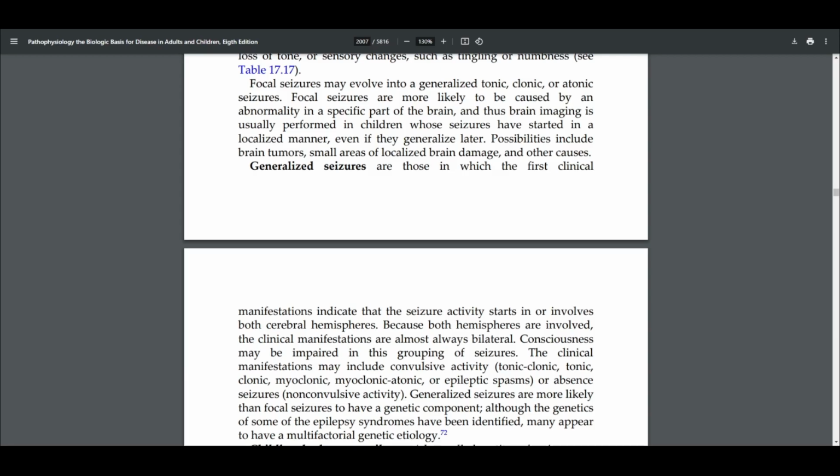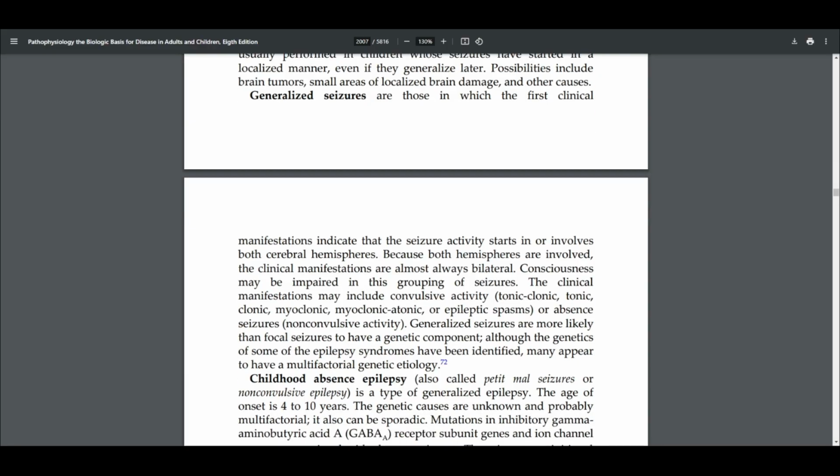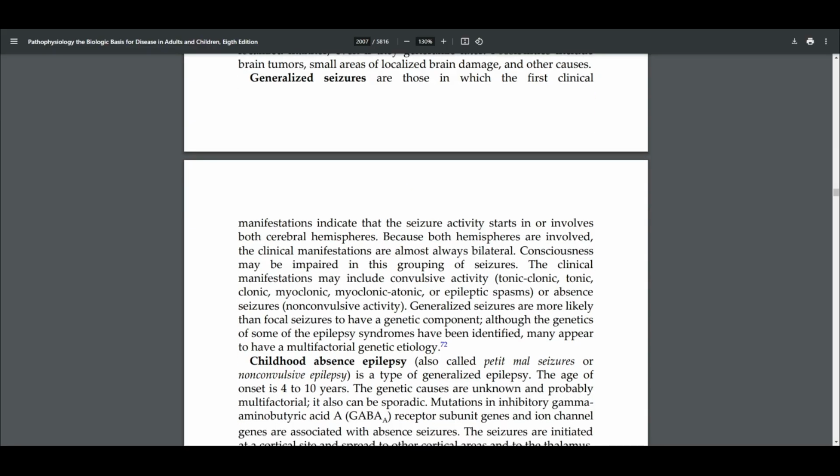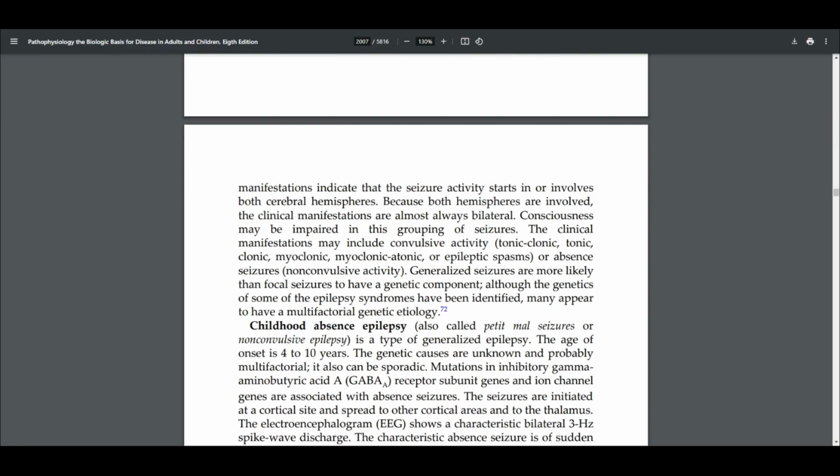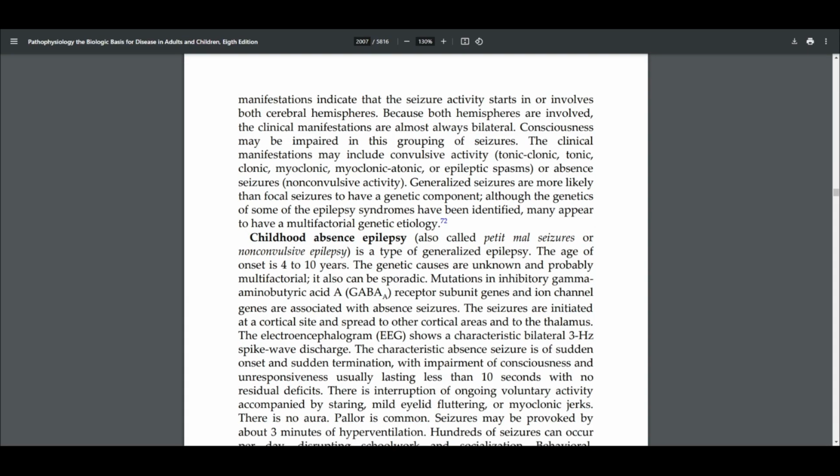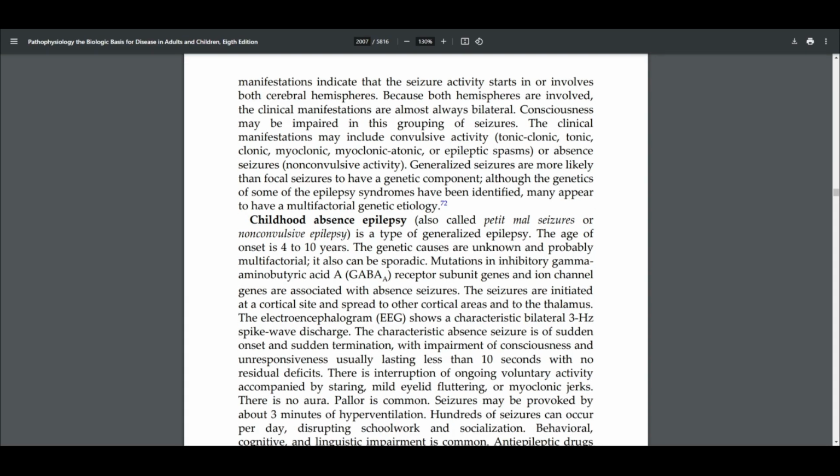Focal seizures are more likely to be caused by an abnormality in a specific part of the brain, and thus brain imaging is usually performed in children whose seizures have started in a localized manner, even if they generalize later. Possibilities include brain tumors, small areas of localized brain damage, and other causes. Generalized seizures are those in which the first clinical manifestation indicates that the seizure activity starts in or involves both cerebral hemispheres.